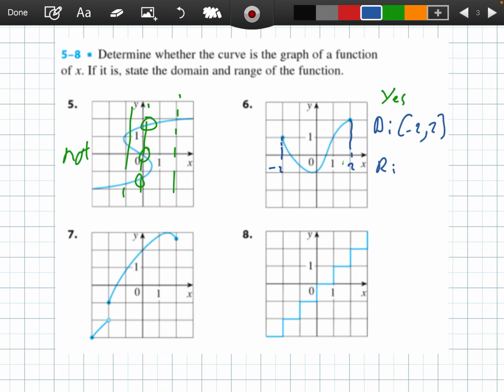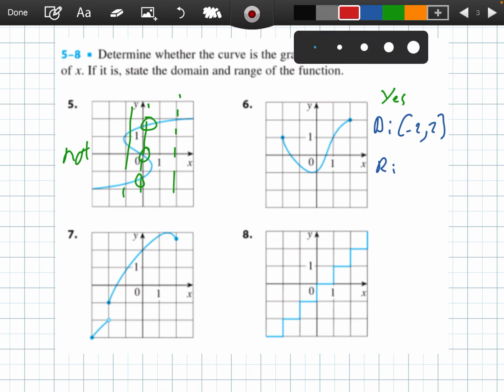And the range, scan along the y-axis. The lowest is here and the highest is here. So from -1 to 2.